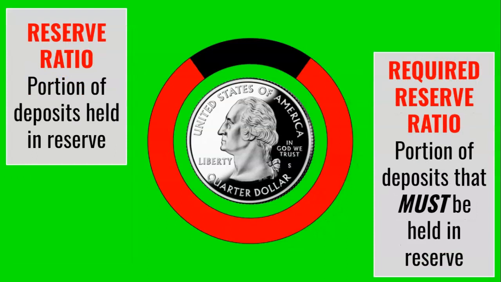The percentage that must be kept in reserve is called the required reserve ratio. That's the proportion of total deposits that must be kept in reserve. And again, the Fed sets that, and right now it's at 10%. The reserve ratio is a little more broad. That's just looking at what percentage of total deposits are actually being held by the bank. Typically, for most of what we're going to be dealing with in this course, we're going to be looking at the required reserve ratio for our purposes.